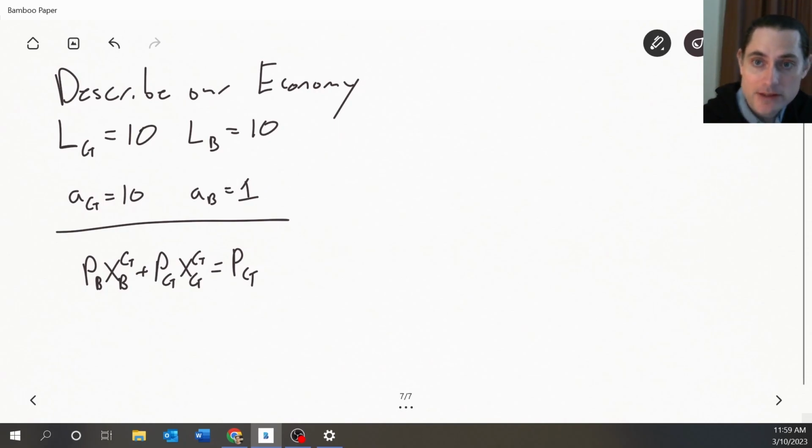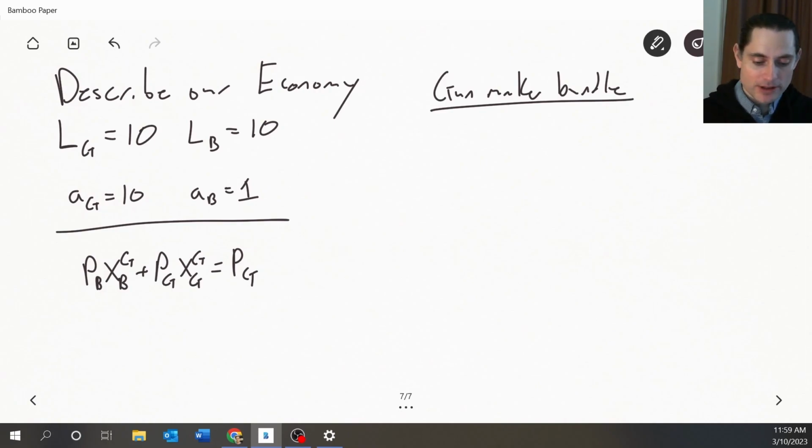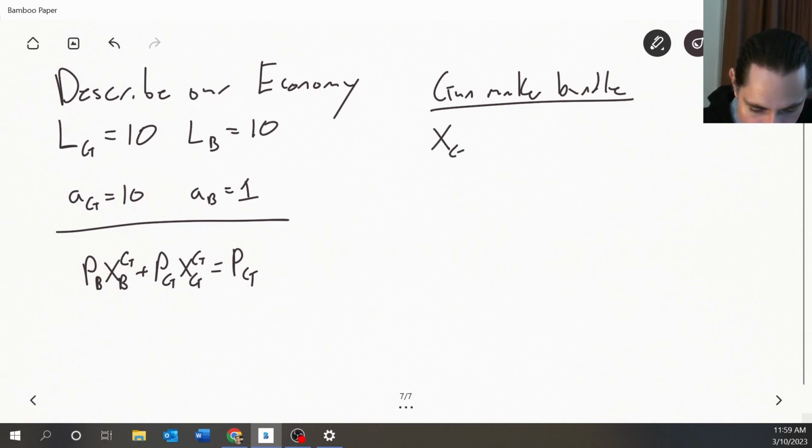So let's see what the consumption bundle for the gun maker looks like. Here's the optimal consumption bundle for the gun maker. It's going to give the gun maker the highest amount of utility, the bundle they prefer the most, that they can afford with the income they have. So for guns, I'll do the gun maker here. It's going to be the wage divided by 2.